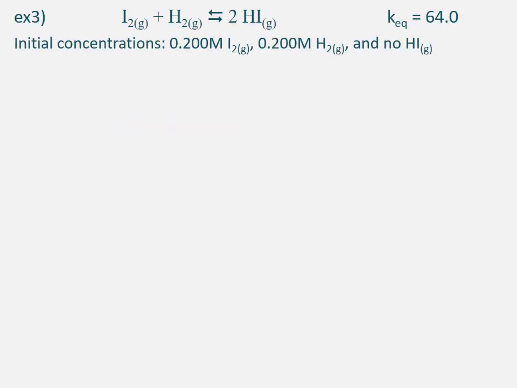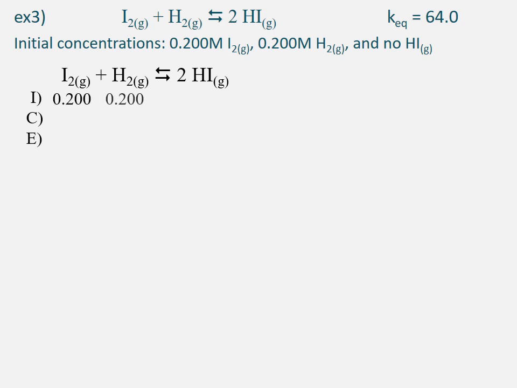Shortcut number 2. Example 3. Initial concentrations of 0.2 molar I2, 0.2 molar H2, and no HI. I start by making my ICE chart. Like we said, I2 is 0.2, H2 is 0.2, and the HI, there is none.